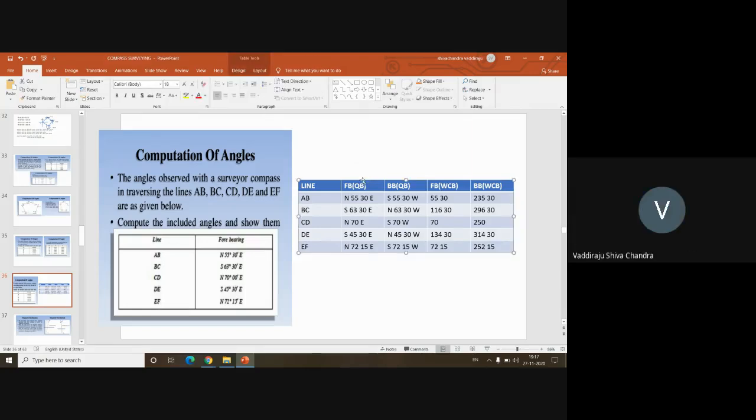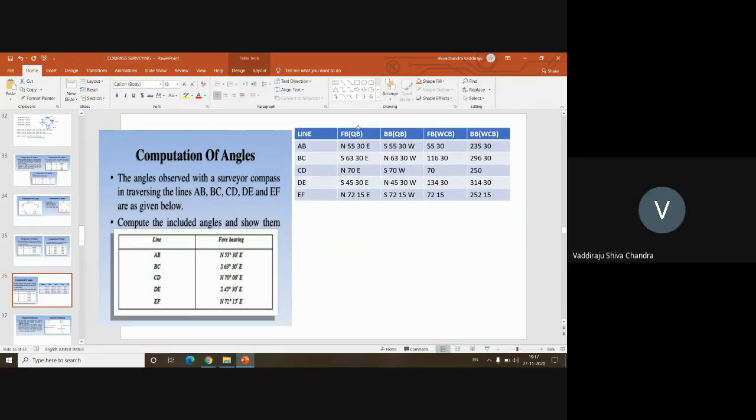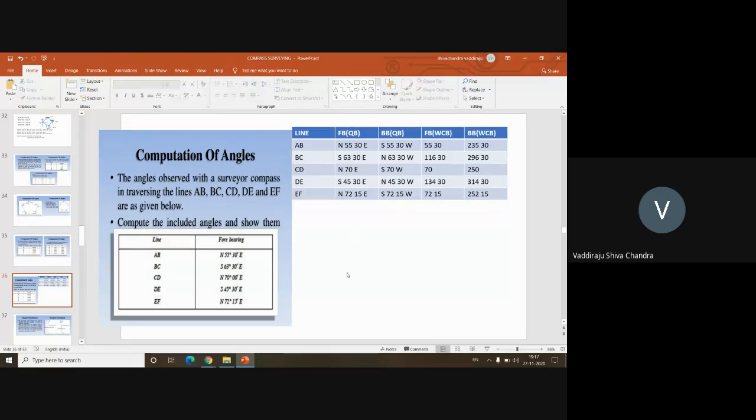So now you converted the given question of the quadrantal bearing system into whole circle bearing, and you determined the fore bearing and back bearing. Now what is being asked? Compute the included angles and show them. So now let us try to draw the diagram.